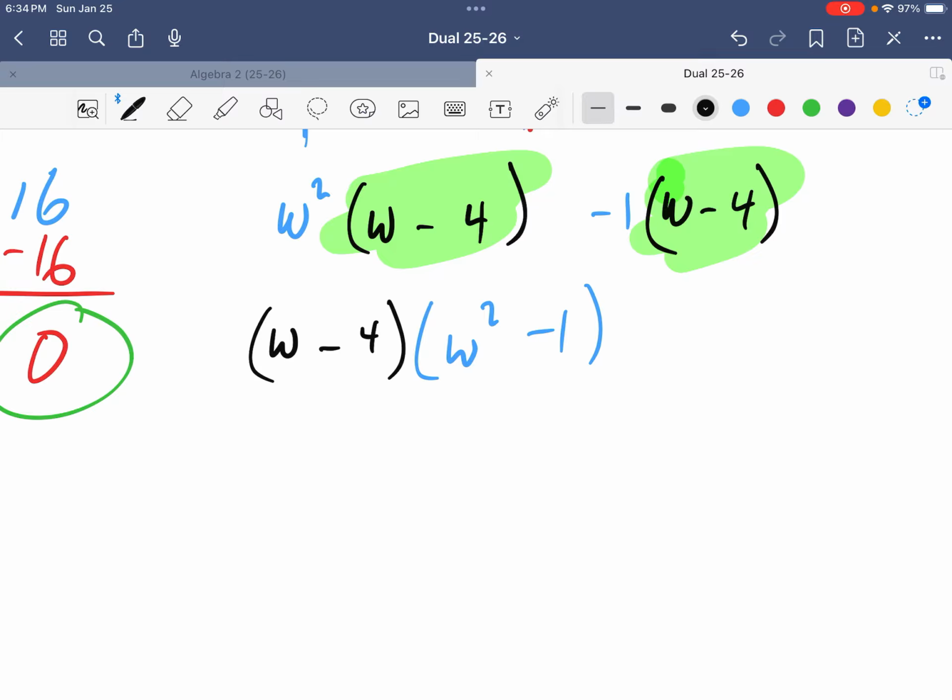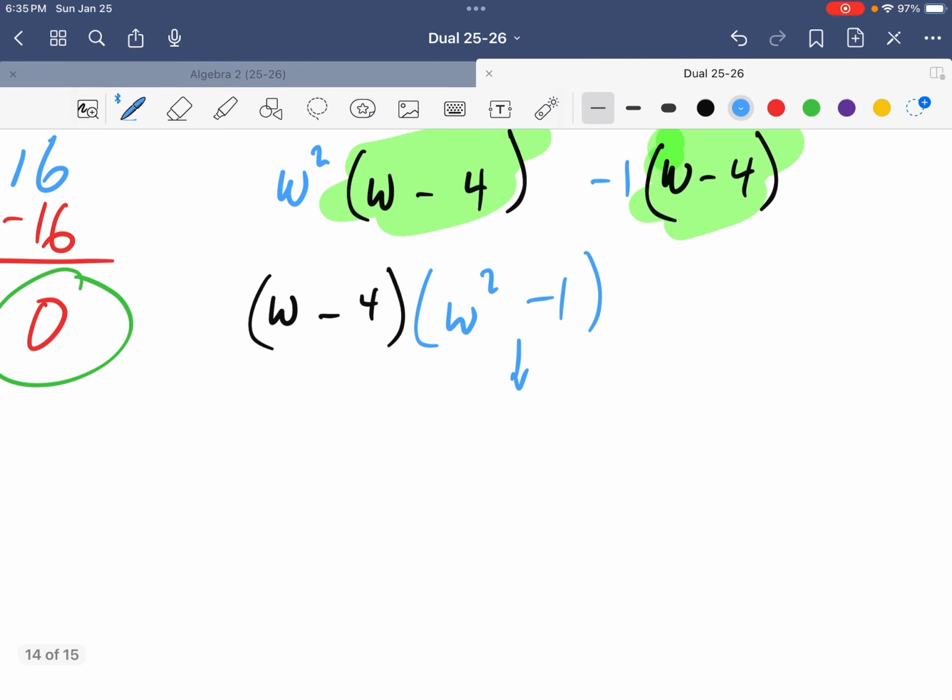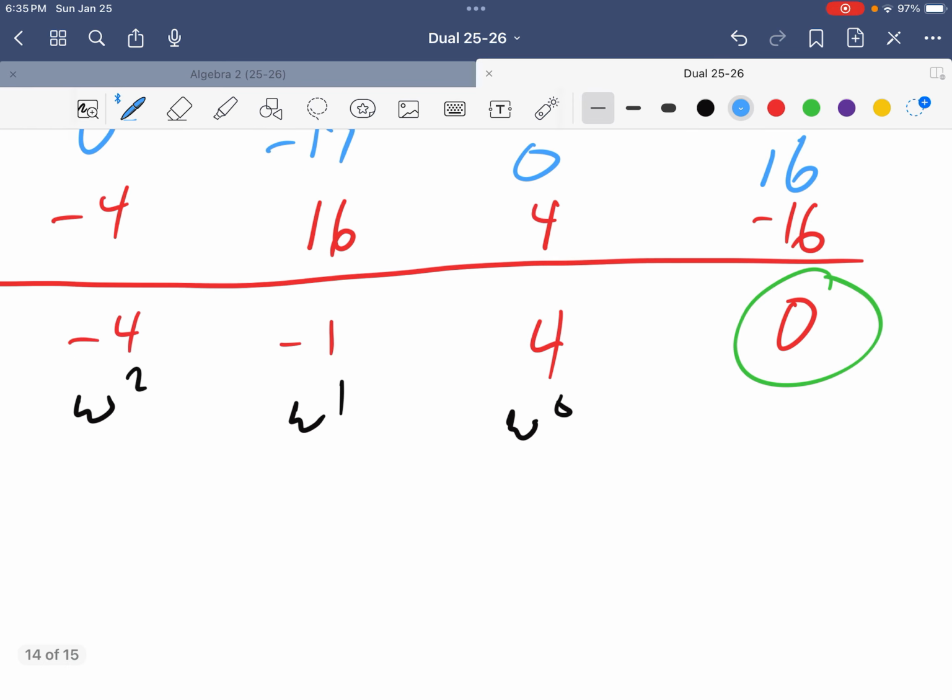Now, technically, what I have there in blue is okay. I can write that down over there. But this is the difference of two squares, because I can take the square root of both of them. So this is W plus 1 and W minus 1, because the square root of 1 is 1 and negative 1. Those are my other two factors, the last two I needed.